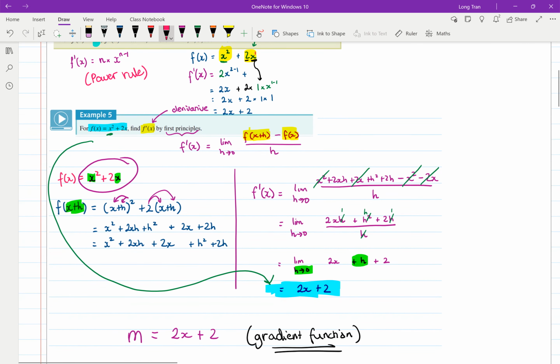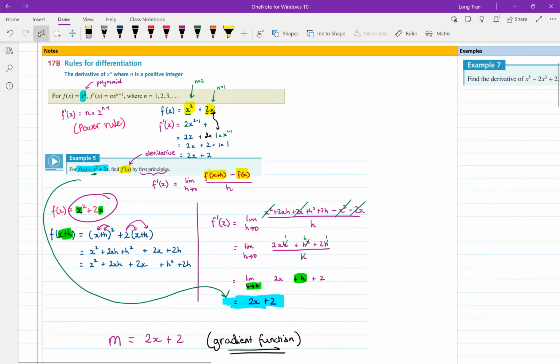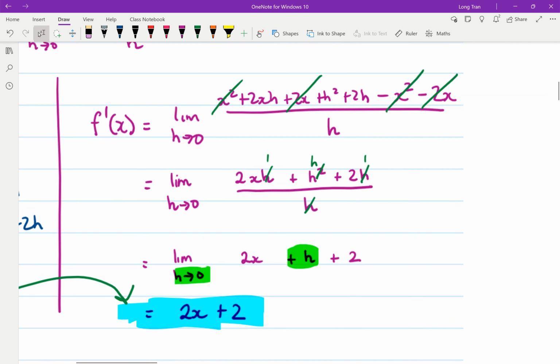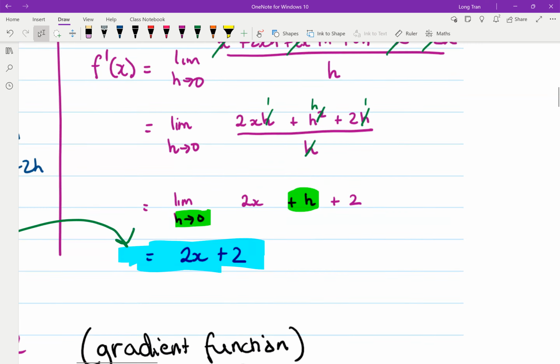So today's lesson, that was the first part that I need to teach you, and I'm going to do some examples now. We're going to use the power rule to find the derivative without doing this first principles from exercise 17A. We're skipping all of those steps to then get to this point.